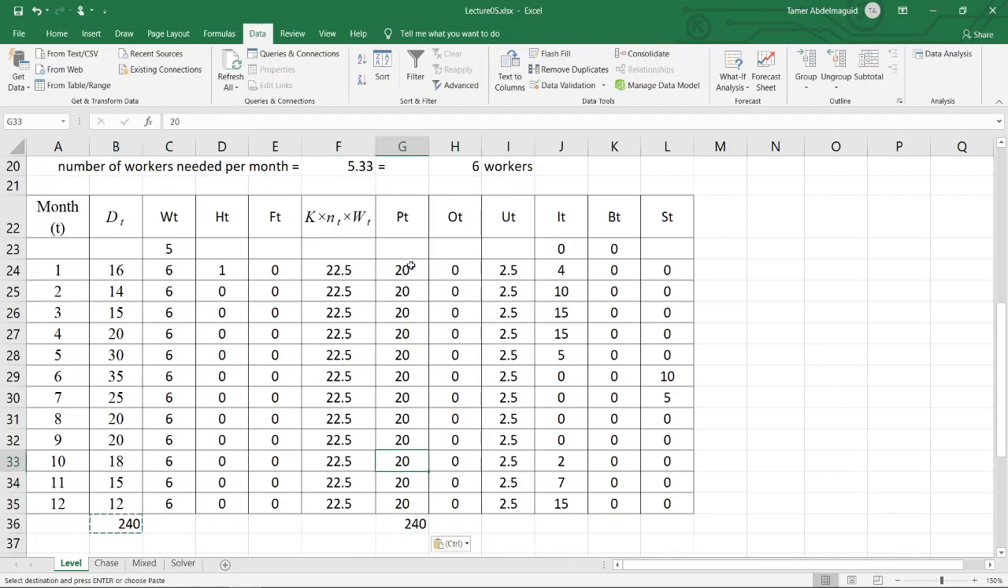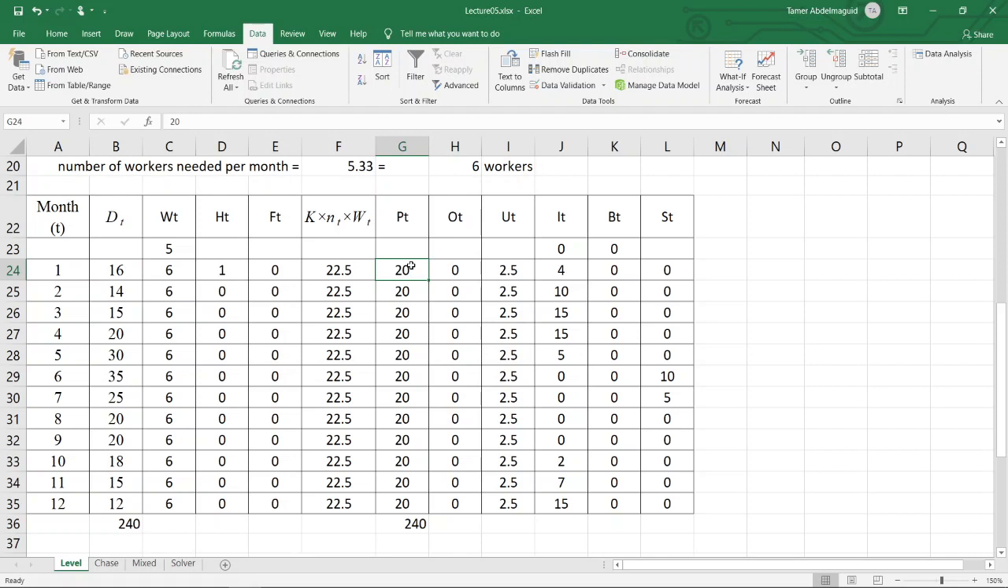Okay, and remember, of course, we do not have any initial inventory value, and we do not have any backlogged quantity. So in this case, maintaining a fixed level of production of 20 aggregate units per month will fulfill the required total demand throughout the planning horizon.